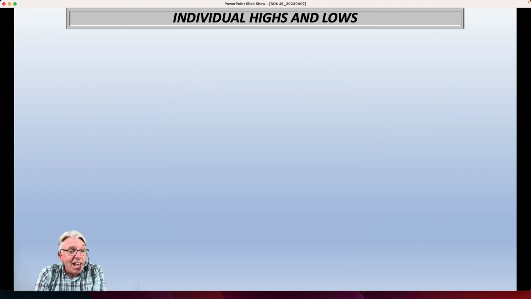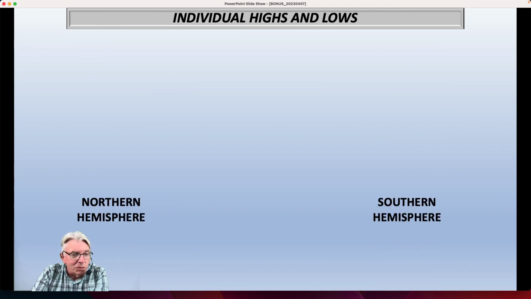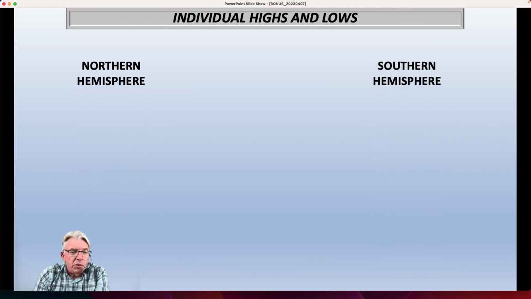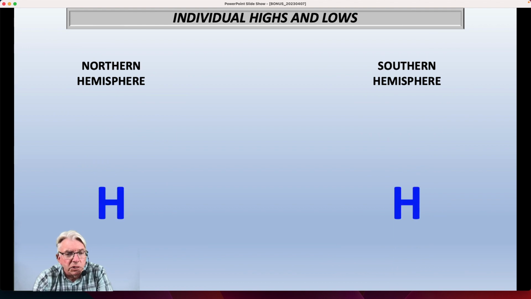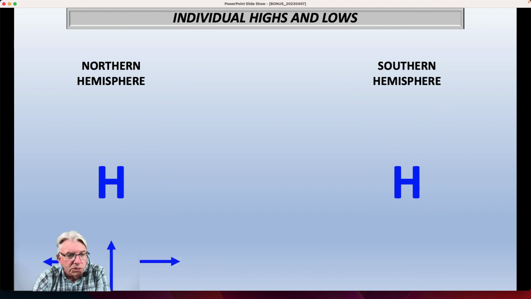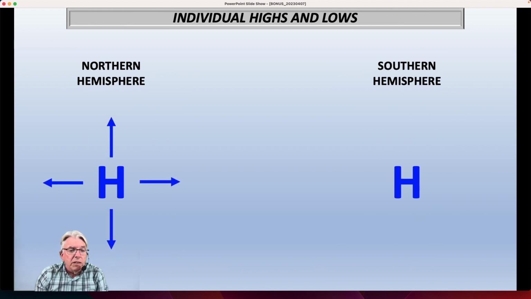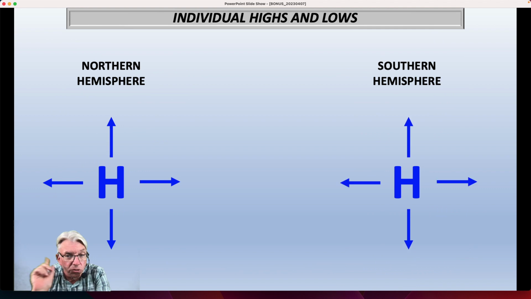Now, what about individual highs and lows? How does that work? Well, in this case, we're just going to take the example of the high, and then you can take the opposite of that, and that'll work for the low. So the northern hemisphere on the left, southern hemisphere on the right. Here's your area of high pressure in both circumstances, and the pressure gradient force is always directed from high pressure to low pressure. So that force is going to go out from the high in all directions, okay? And the same thing in the southern hemisphere. No difference here at all.